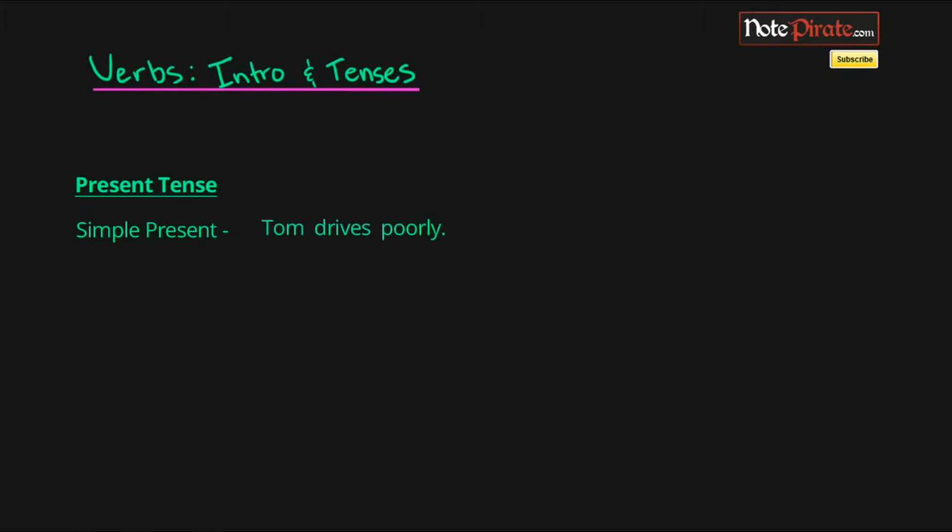Tom drives poorly, where drives is your verb here. Or for example, I might say I play basketball every night. Play here is your verb. So it's easy to remember. Present tense. It's just a simple form of the verb.